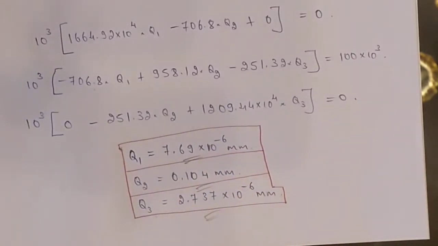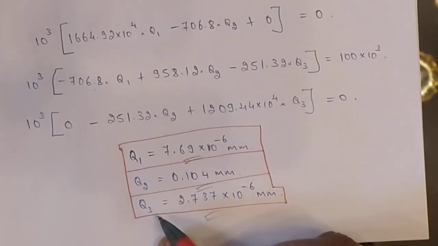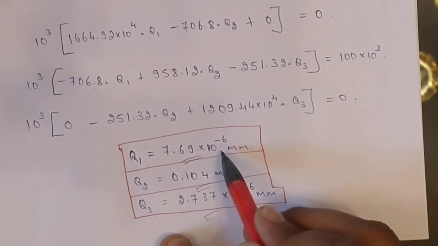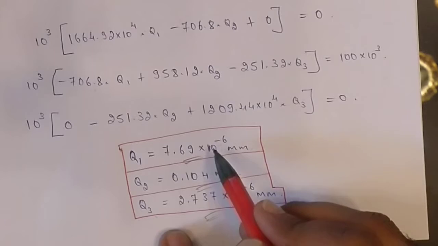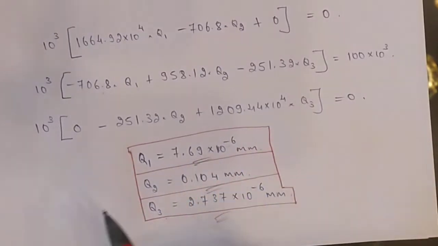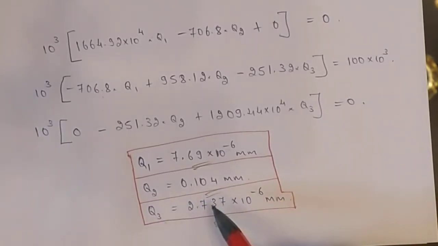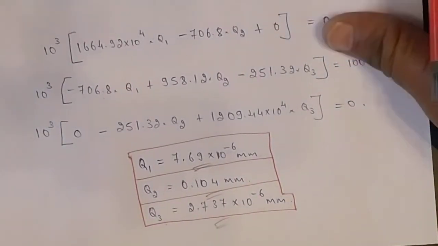So we have found the displacement Q1, Q2 and Q3 values. Now you might ask, Q1 and Q3 is fixed, so the displacements at Q1 and Q3 should be 0. Of course it is 0. So you can see here it has come into 10 power minus 6. So it is 0.00000, that is 6 zeros, 769. It is almost equal to 0. Even Q3 is fixed, so you can see it is also 10 power minus 6. It is almost equal to 0. Only Q2 will have the displacement of 0.104 mm. You can cross check this answer with the elimination method, how we have solved in the previous class.